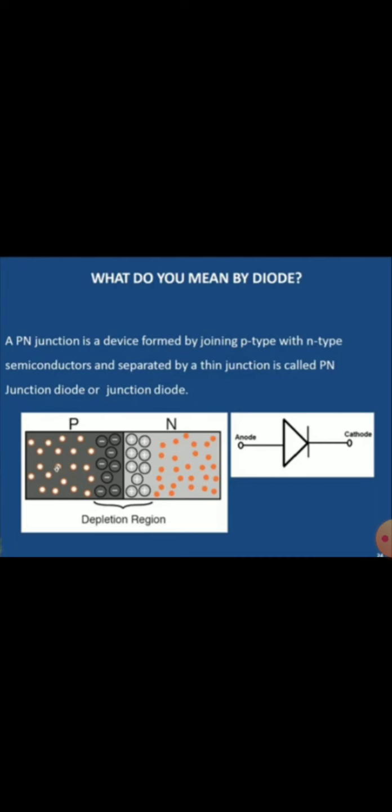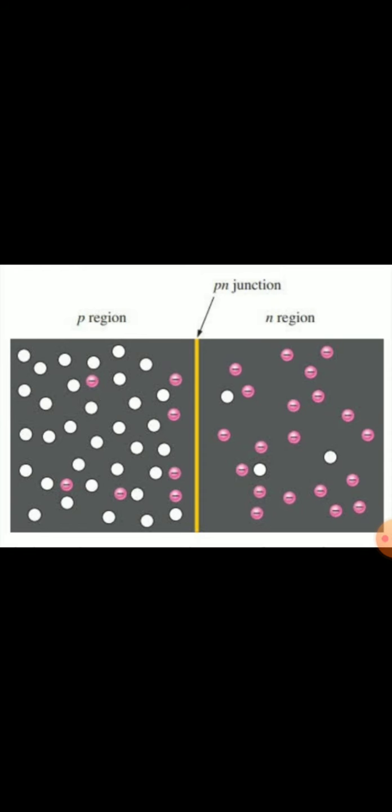So what is the formation of a PN junction? A PN junction has a p-type block in contact with an n-type block. The PN junction is fabricated by some techniques. One of the common methods for making a PN junction is called alloying.